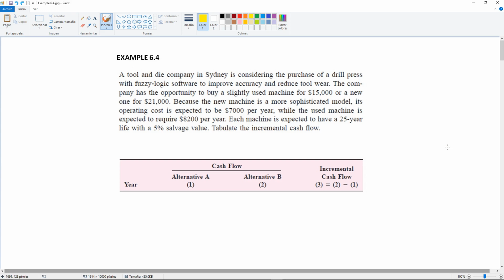The company has the opportunity to buy a slightly used machine for $15,000 or a new one for $21,000. Because the new machine is a more sophisticated model, its operating cost is expected to be $7,000 per year, while the used one is expected to require $8,200 per year. Each machine is expected to have a 25-year life with a 5% salvage value, and then it's asking us to tabulate the incremental cash flow.